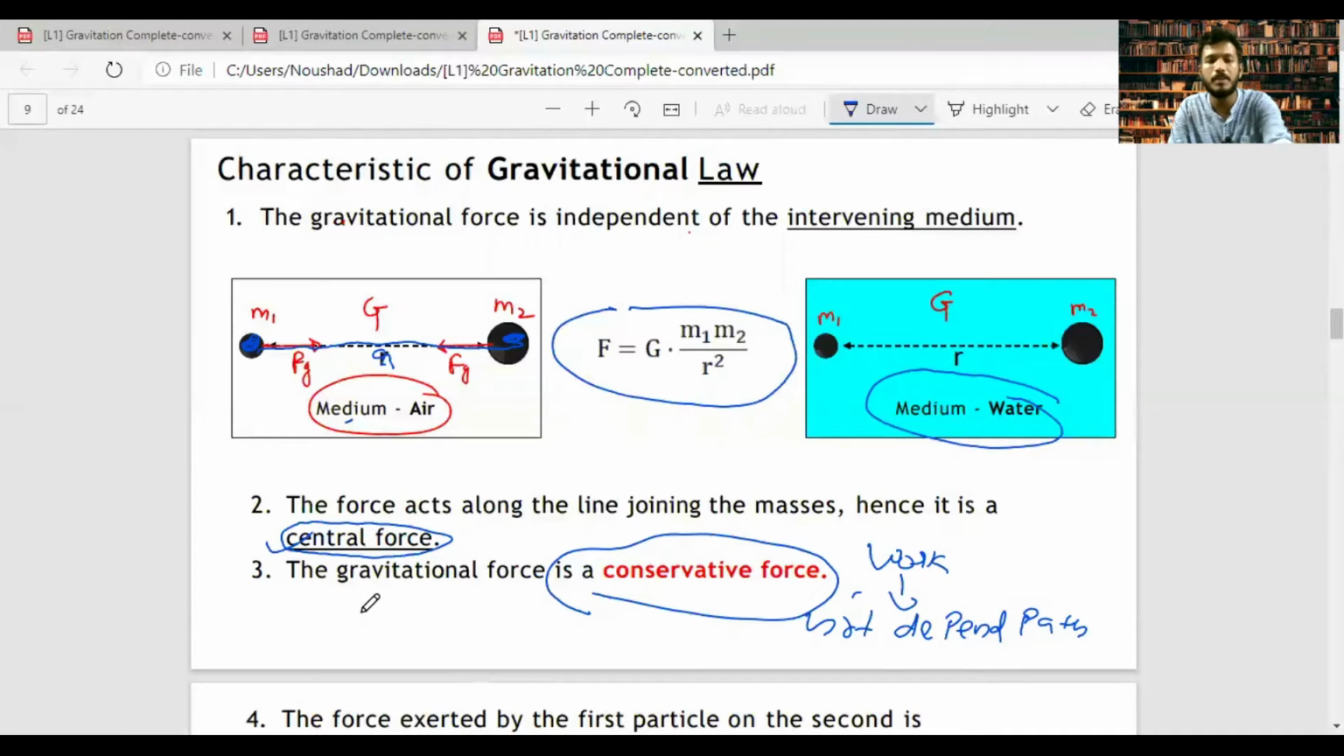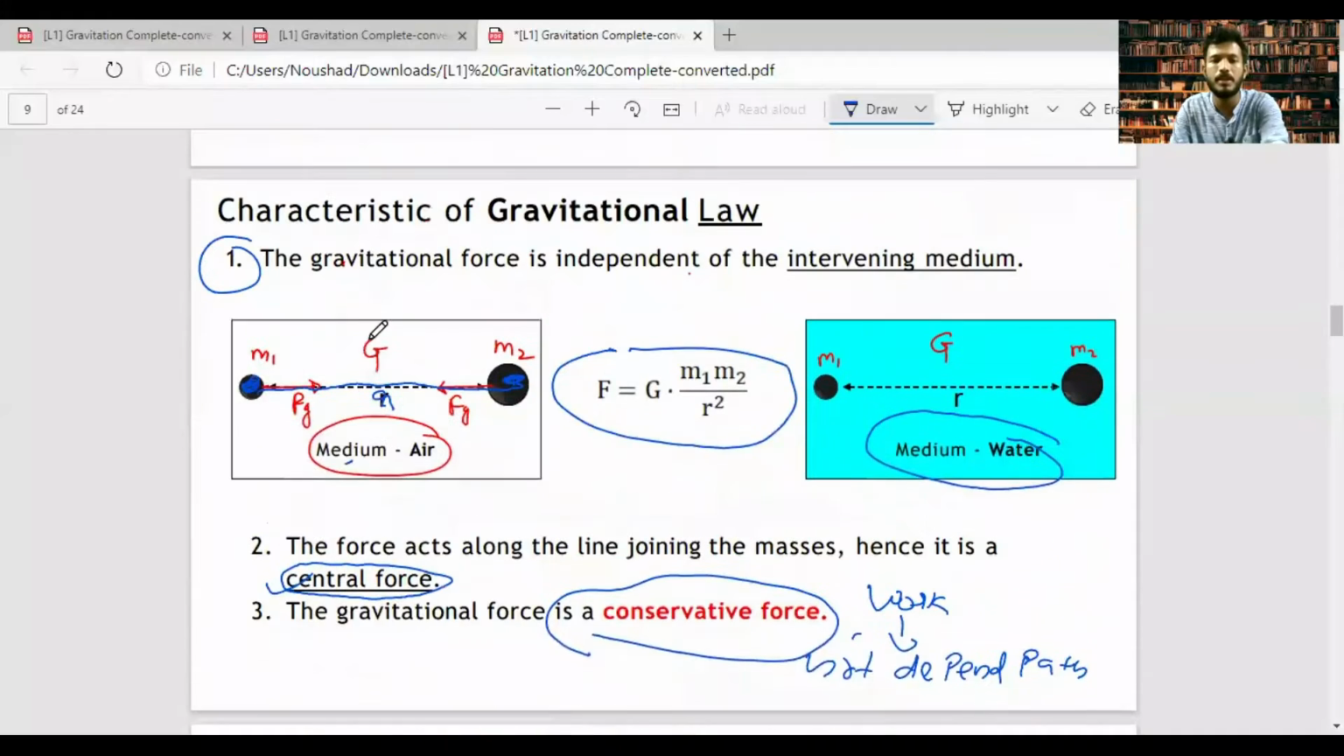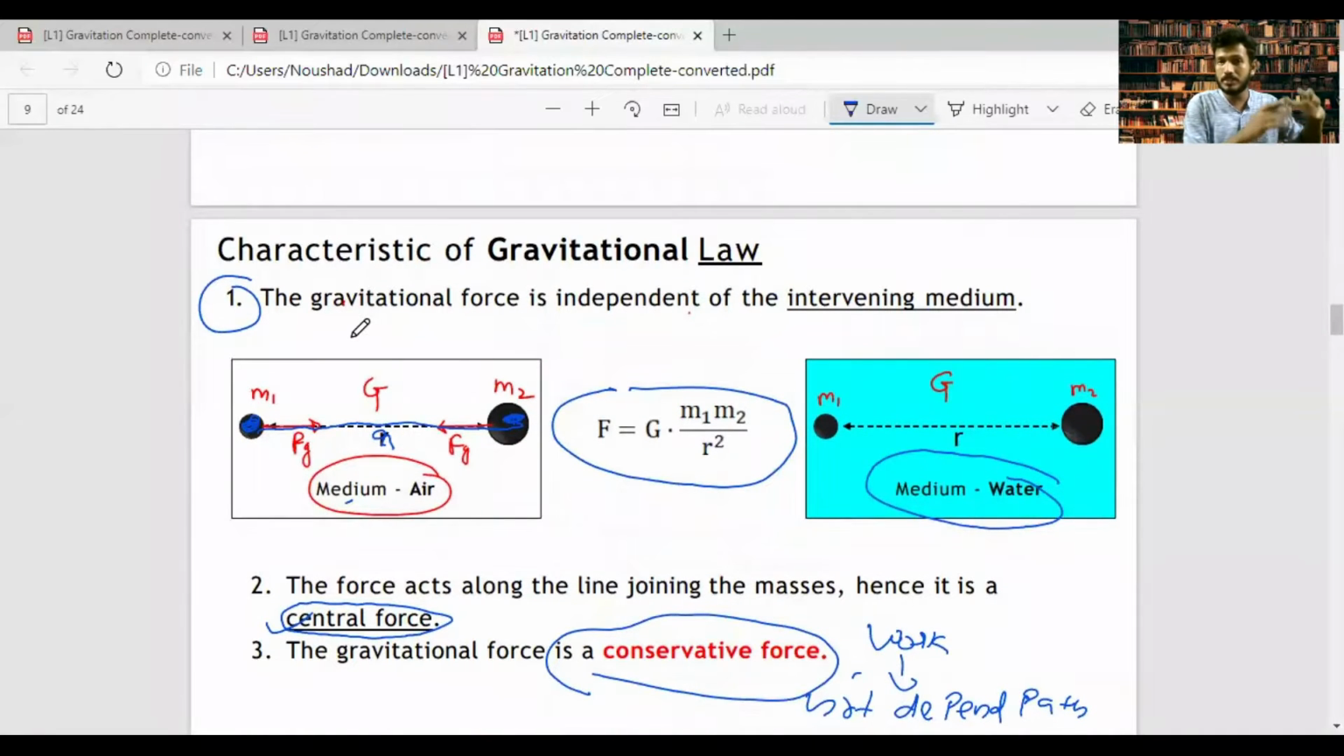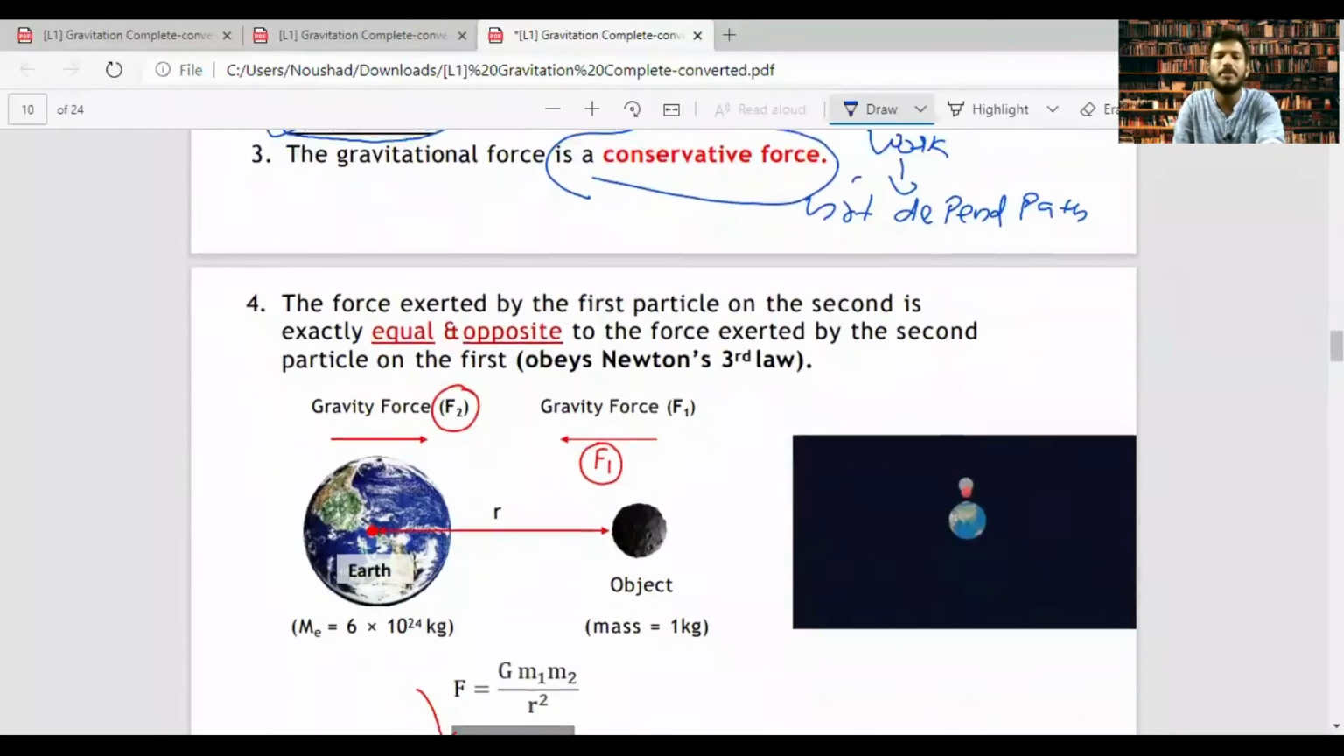It's very important. And the first point: it is independent of the intervening medium. Whether the bodies are in water, no problem. Whether the bodies are in air, no problem. There is the same force of attraction between them. That is called gravitational force.